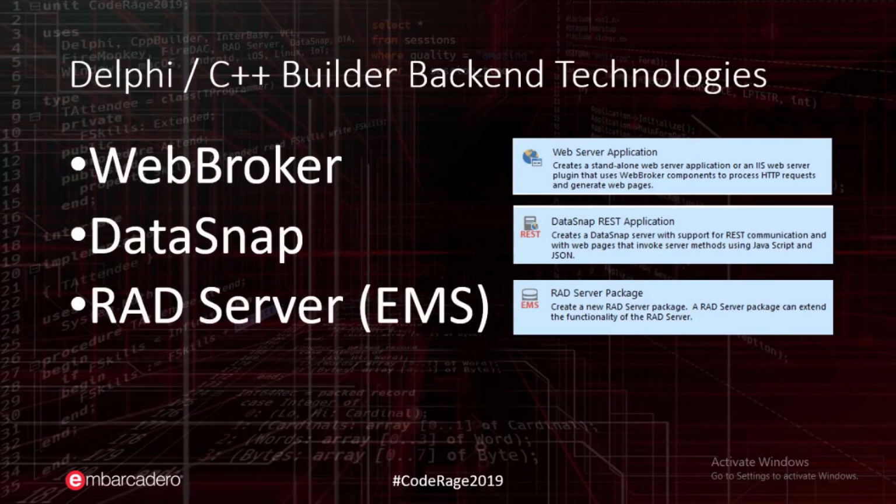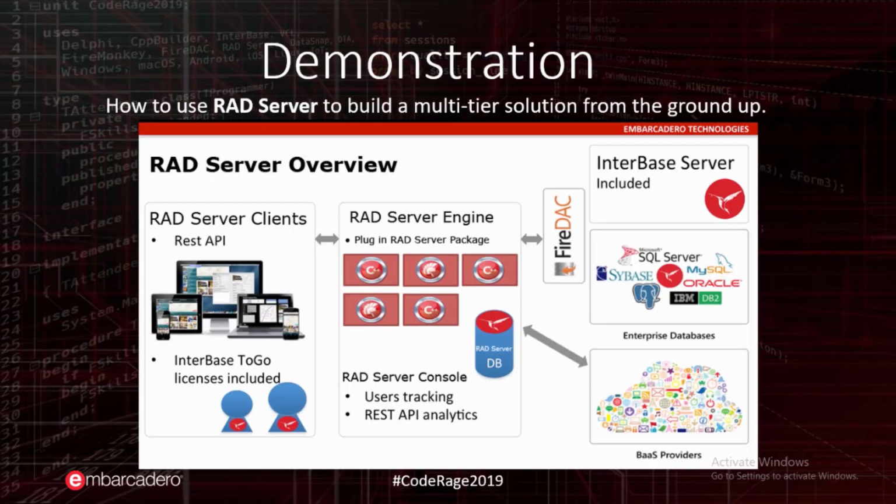Delphi and C++ Builder backend technologies. With Delphi and/or C++ Builder, you have different choices for backend technologies to build scalable, fault-tolerant backends on premises or in the cloud. Your three main backend technology choices using Delphi and/or C++ Builder are WebBroker, DataSnap, or RAD Server. But unlike DataSnap or WebBroker, RAD Server is pre-built and has out-of-the-box functionality typical for other backend-as-a-service products. This session will focus on how to use RAD Server to build a multi-tier solution from the ground up.